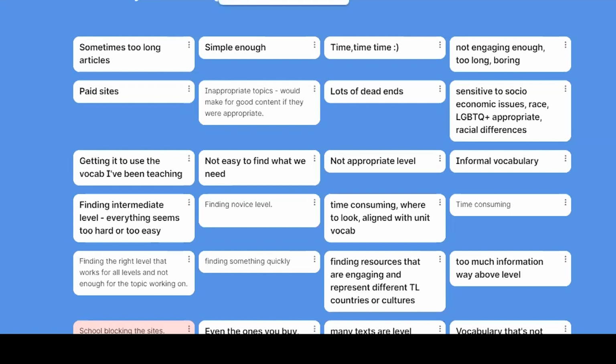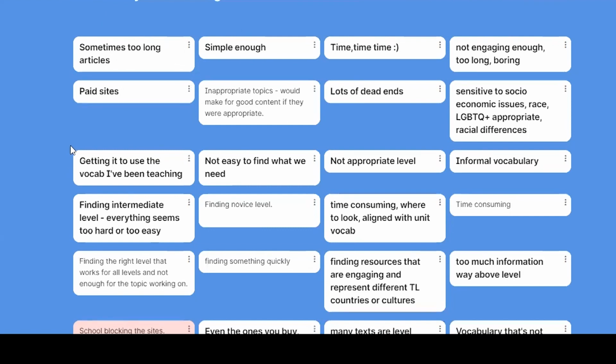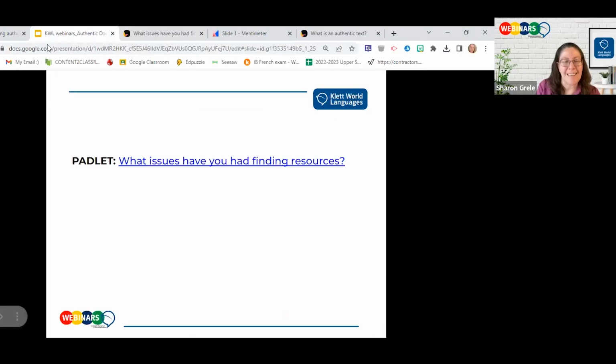Sometimes articles that are too long. Love that one too. Inappropriate topics, they would make for good content if they were appropriate. Yep. So I think we got a great starting place. Y'all have summed up nicely a lot of our frustrations too with this. I mean, we can all relate, right? We've all been there. We've all done all of those things.